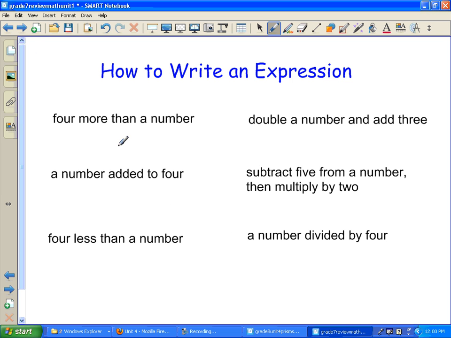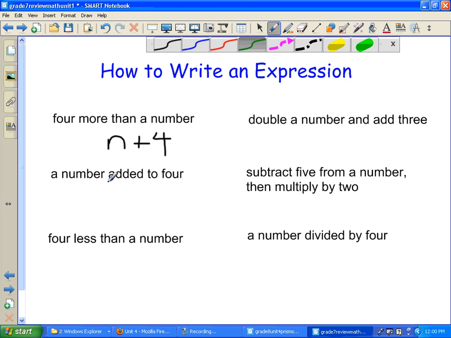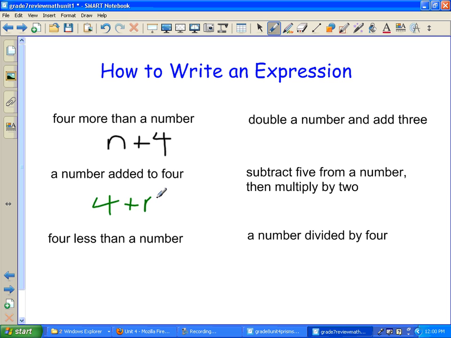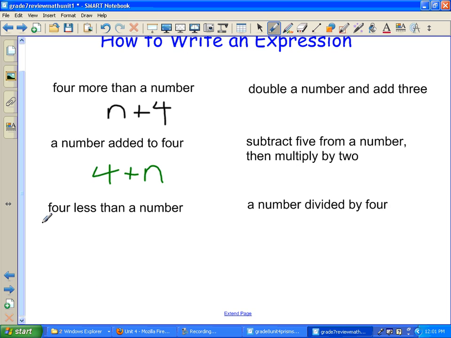So let's look at this expression here. 4 more than a number, well, here's our number, and I want 4 more than a number. I would go plus 4. For the next one, a number added to 4. So you've got 4, and then I want to add my number to it. 4 less than a number, well, I've got n, and I'm going to be 4 less than that. Double a number and add 3. So I'm going to take my number, I'm going to double it, and then I'm going to add 3.